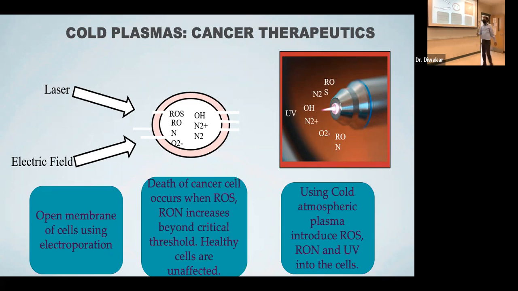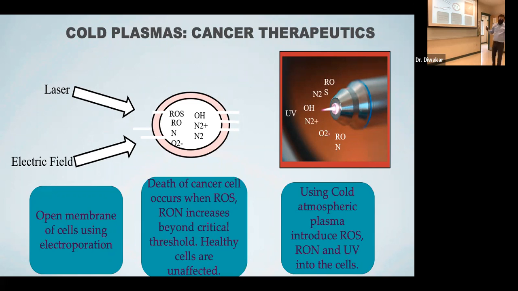What we are doing is using the same technique, puncturing holes into the cells, and then applying this ROS, reactive oxygen species, onto these cells. It opens up the membrane, and then the ROS which goes in leads to cell death, cancer cell death. ROS is not a good thing for the body. It's like oxidative stress, so we don't want reactive oxidation in the body. But we are providing some artificial ROS inside the cells.